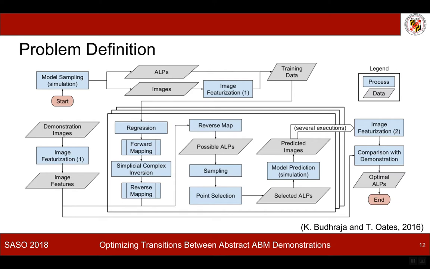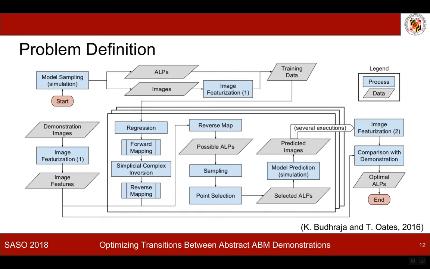Here we see the model sampling in the top of this image. This shows how the training data is generated. There's a number of images. Each image corresponds to a specific set of agent-level parameters. These images are then featurized to generate swarm-level parameters. These pairings of agent-level parameters with swarm-level parameters are combined to form the training data that is fed into the AMF Plus framework.